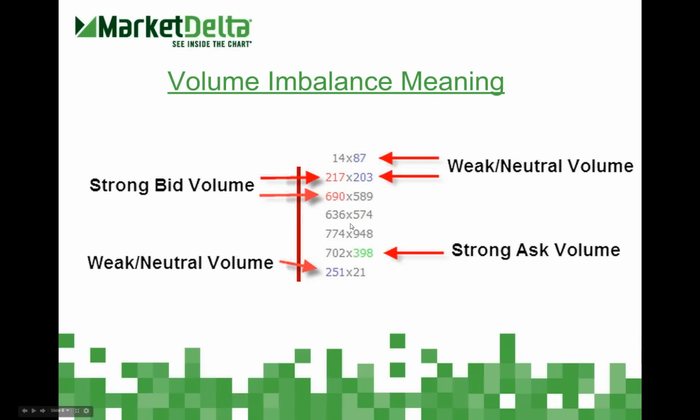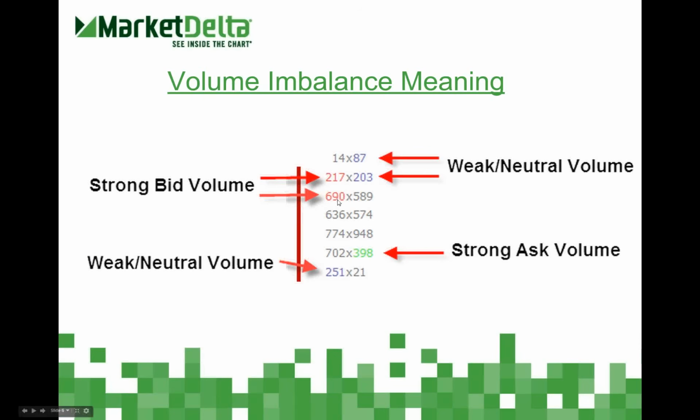But what the algorithm, or what the volume imbalance, is simply doing is that you don't have to read all the numbers. Simply refer to the ones that stick out or that are highlighted green, or you'll see blue sometimes. Blue would simply be just a preference. I like mine green and red. But green represents more aggressive buying in that imbalance, and red represents more aggressive selling in the imbalance.